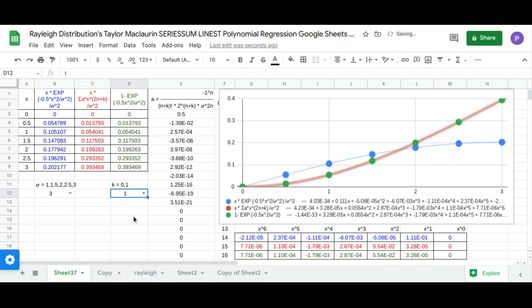This completes the Taylor-Maclaurin series sum and Linest polynomial regression of the Rayleigh distributions in the probability density function and cumulative distribution function, using ARRAYFORMULA, series sum, and Linest.